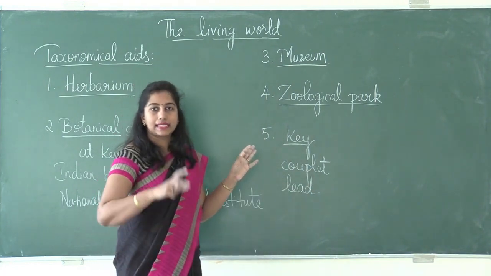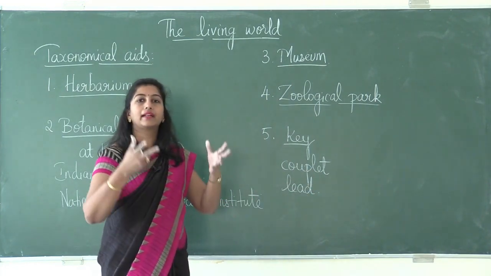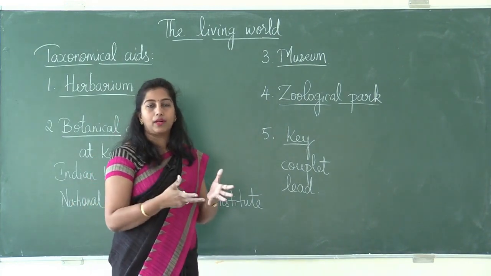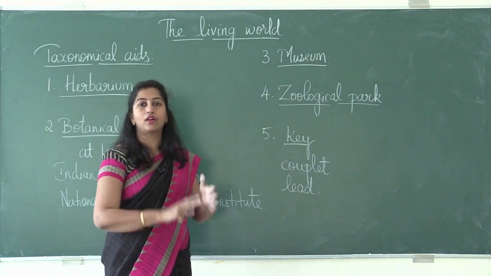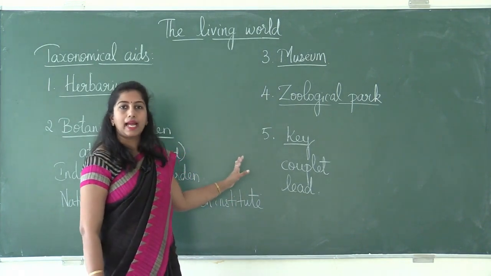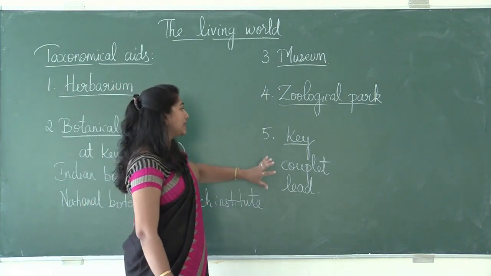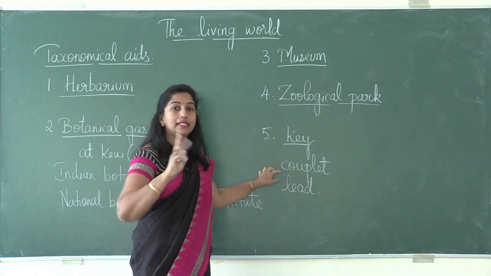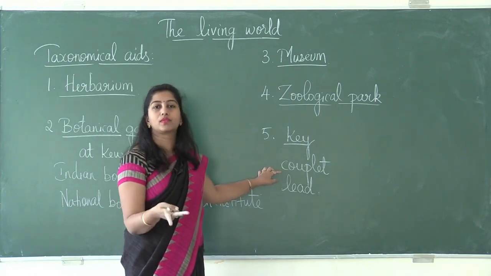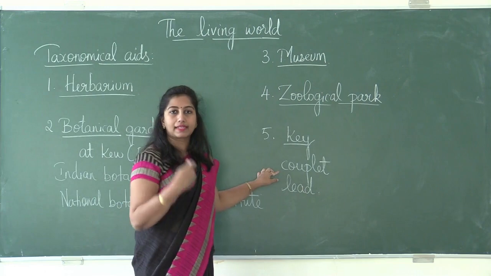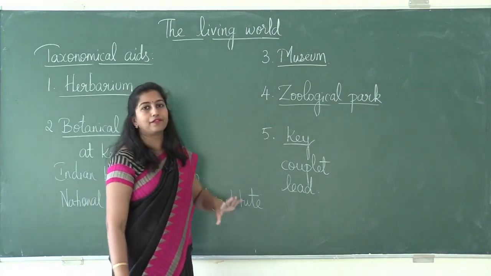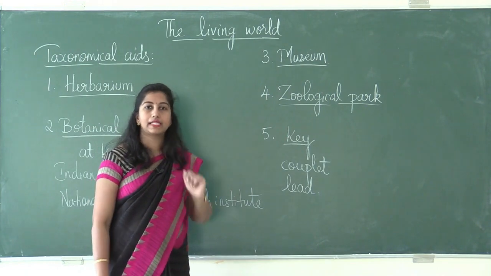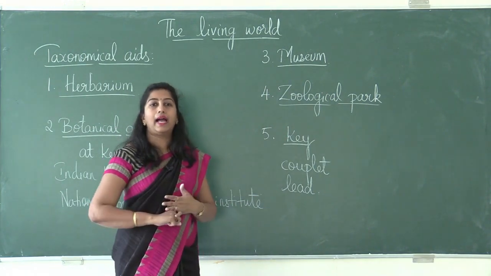With this key, we can come to a conclusion about the name, the genus or the species of particular plants and animals. As I told, it has the contrasting characters. A pair of characters will be given where one has to be accepted and one has to be rejected. This key will give us information about plants and animals of a particular habitat.